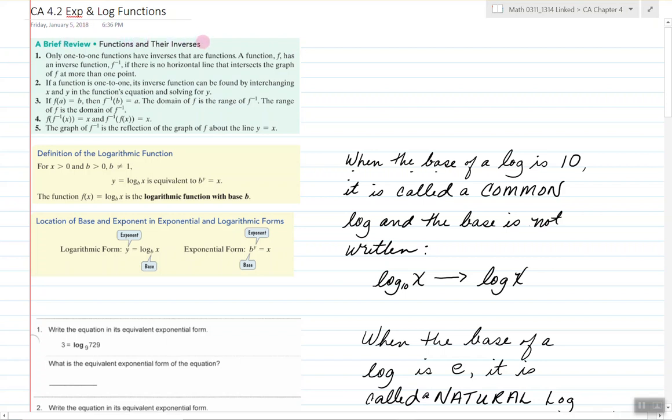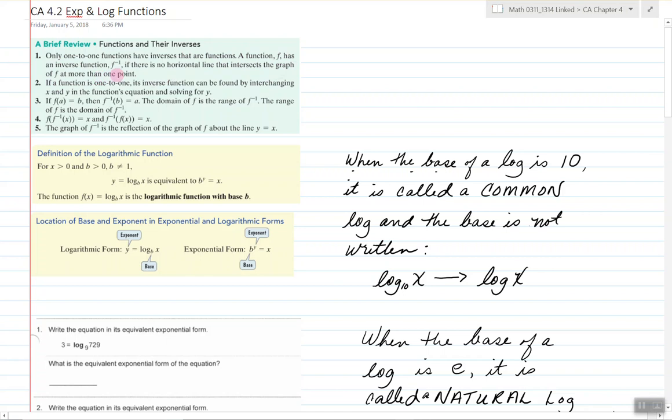These are a few items that I hope you remember from way back in chapter 2. It says, only one-to-one functions have inverses that are functions. A function f has an inverse f inverse if there is no horizontal line that intersects the graph of f at more than one point. Hopefully you remember the horizontal line test. It tells you if a function has an inverse with function properties, therefore is one-to-one.